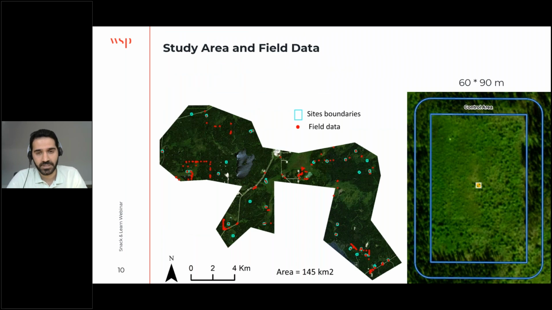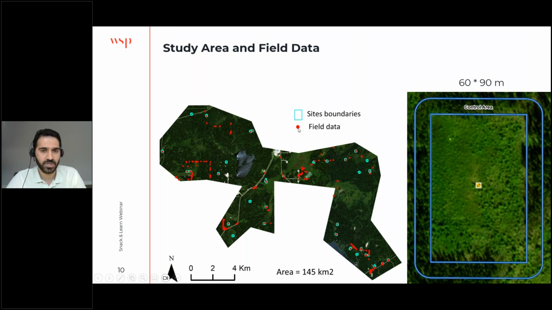So we picked a study area in Alberta. We picked about 30 OSE oil sand exploration sites. You see them with the cyan color in this figure, and you see one of the sites on the right side. As you see, we also considered a control area around each site, because we wanted to compare our result within the site with the surrounding area, because it was important to show how our reclamation process is comparable with the adjacent area.